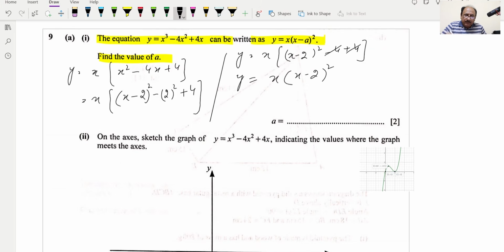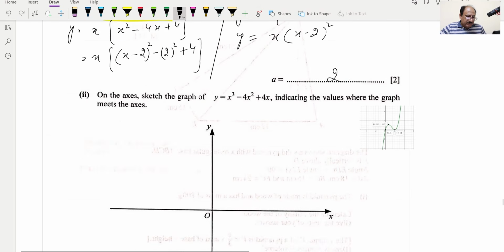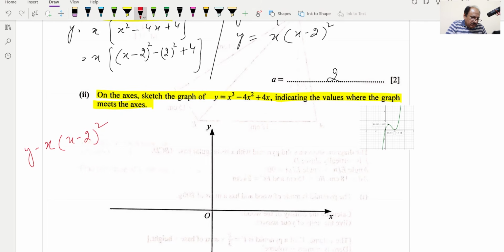This will be y, and the a value is basically 2, which they asked for. Now in the second part, they are saying on the axis, sketch this graph indicating the values where the graph meets the axis. Now we have solved this: x into (x minus 2) squared. For the solutions, basically this is the y value. We will put it equal to 0 because it is on the x-axis.